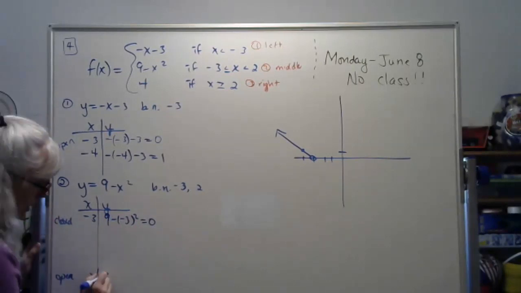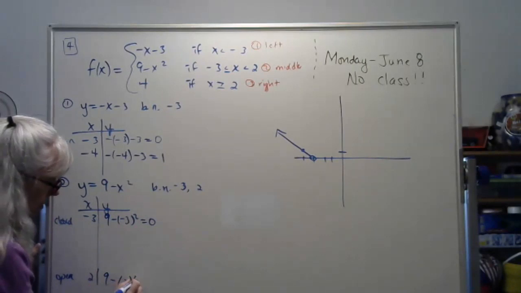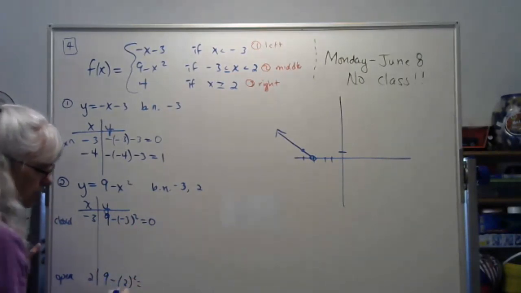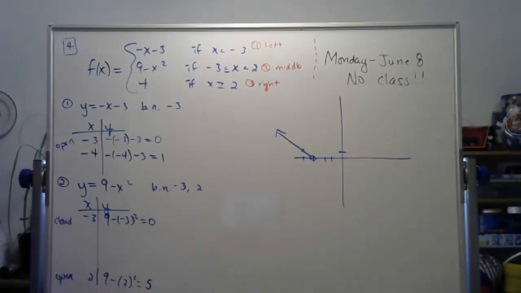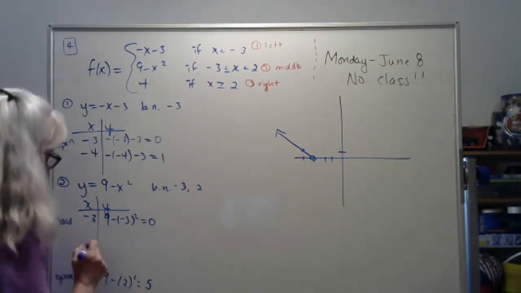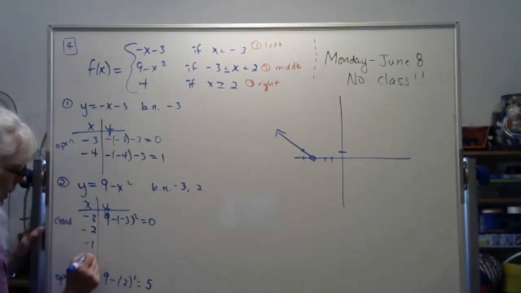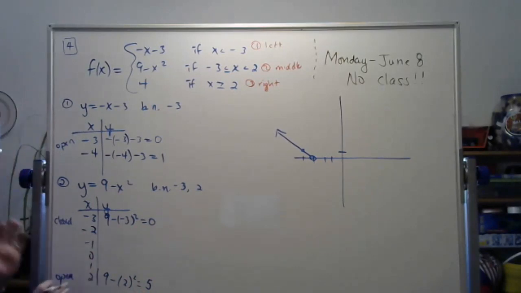I can plug in the 2. That would be 9 minus 2 squared. So 2 squared is 4. 9 minus 4 is 5. Okay, I want a couple more points because I know it's a U shape, but I need to know exactly where that U shape is sitting. So let's go ahead and use negative 2, negative 1, 0, and 1 and plug all of them in. Normally I wouldn't do that, but just because it's so new to us, we need that practice.